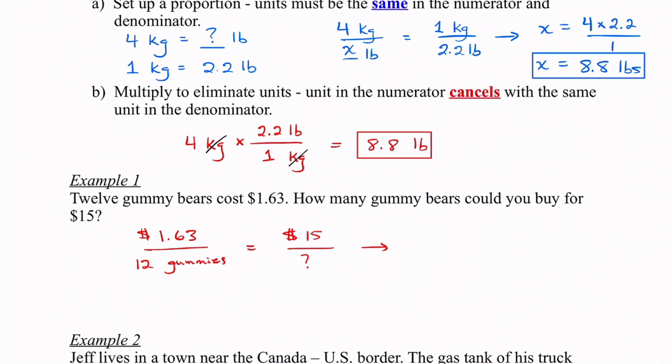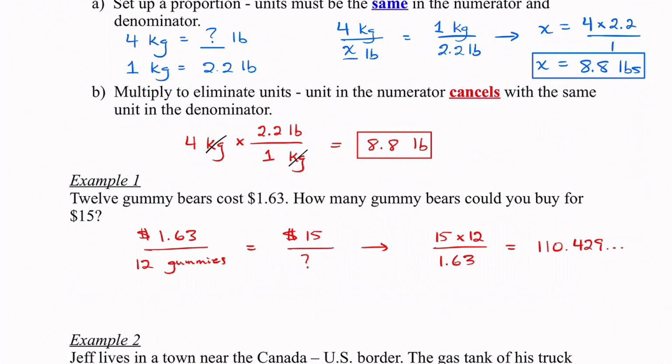So I'm going to have 15 times 12. And then I have to divide by the one across from the question mark, which was $1.63. So when we calculate that, you're going to get 110.429, and then there are some decimals after that.